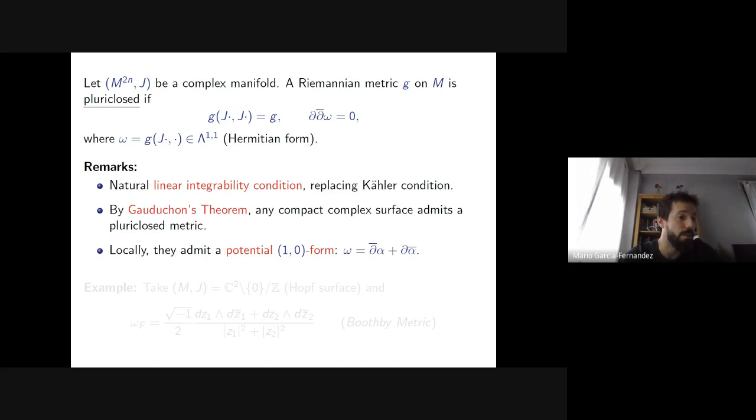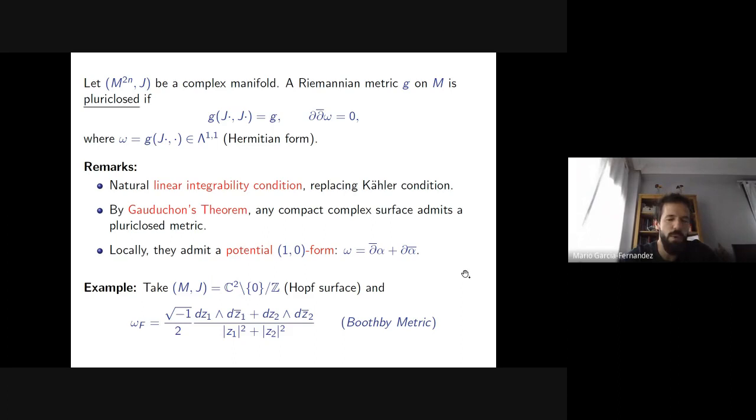Let me give you a simple example, which will appear later in my talk, which is this Hopf surface again, C2 minus the origin quotient by the radial action of Z. Here we can write down a very explicit formula for the pluriclosed metric in the universal cover, C2 minus the origin. If you think of these formulas, this is just the flat metric rescaled by the radius squared in C2 minus the origin.